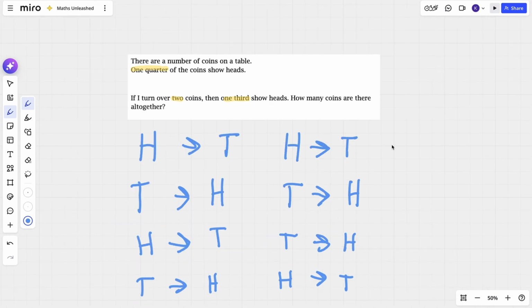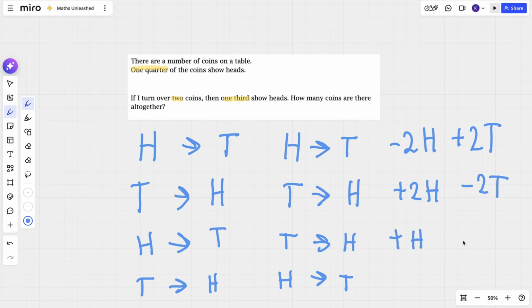In the first scenario, we get 2 less heads and 2 more tails. In the second scenario, we get 2 more heads and 2 less tails. In the final 2 scenarios, nothing changes because we get 1 extra head and 1 more tail, but at the same time 1 less head and 1 less tail. So these cancel out and nothing happens. The amount of heads and tails stay the same.